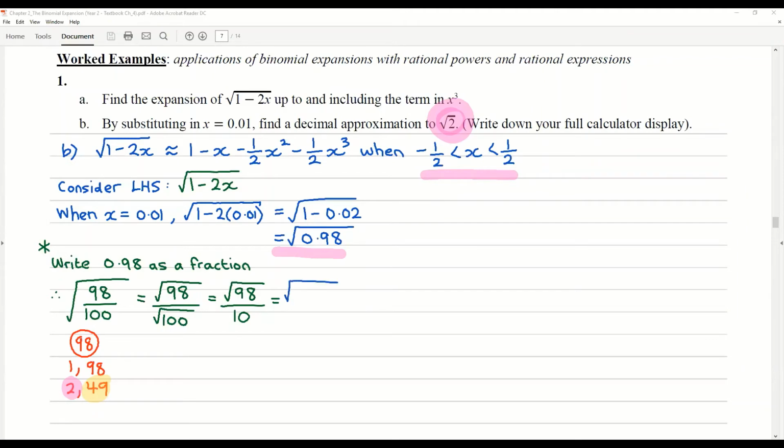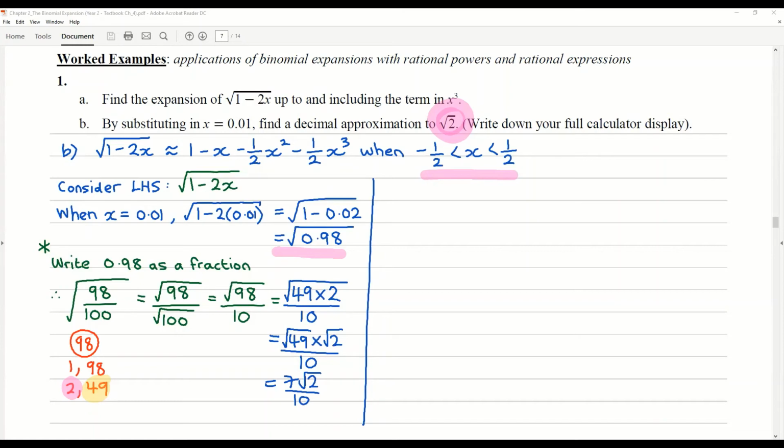So this is going to be the square root of 49 multiplied by 2 all over 10, which equals, okay, the square root of 49 multiplied by the square root of 2 over 10, which equals 7 multiplied by the square root of 2 over 10. So we have simplified the left-hand side. Okay, I'm just going to partition the board here. Now, we've done a lot of work on the left-hand side now. We've substituted everything in. We've simplified to 7 root 2 over 10.